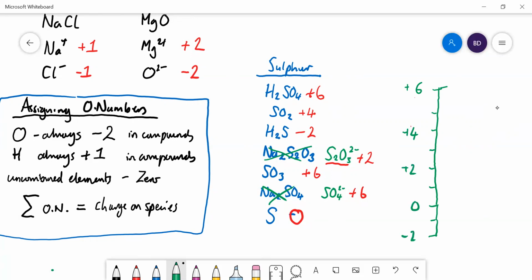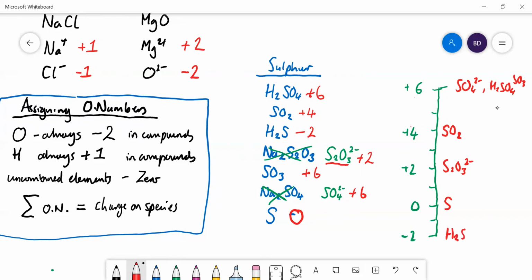Let's put our compounds on there. So we've got SO4 2 minus, and H2SO4, and we've also got SO3. Squeeze that in. Plus 4, well, we've got sulfur dioxide. Plus 2, we've got thiosulfate ion. 0, we've got the element sulfur, and at minus 2, we've got H2S.